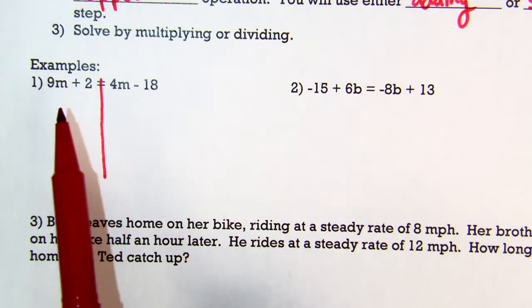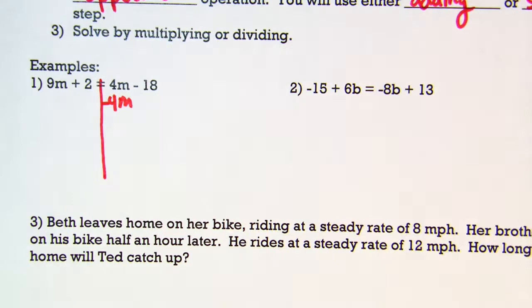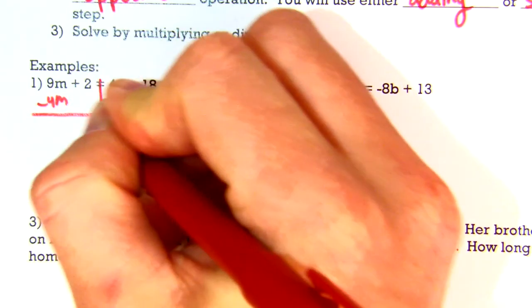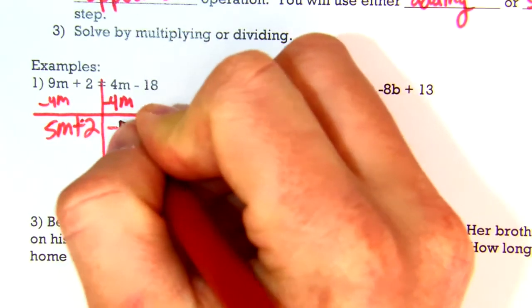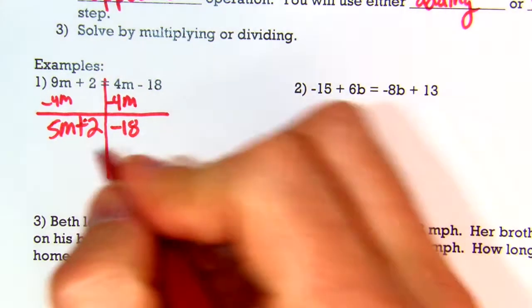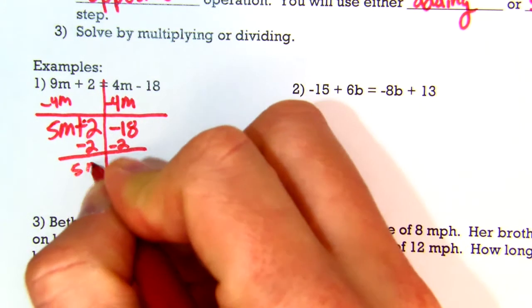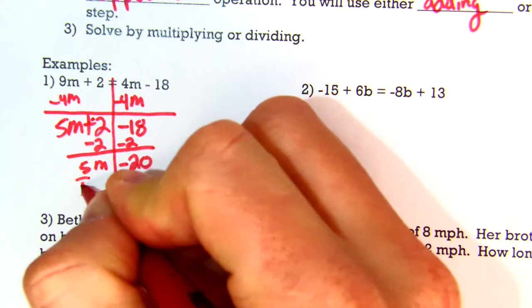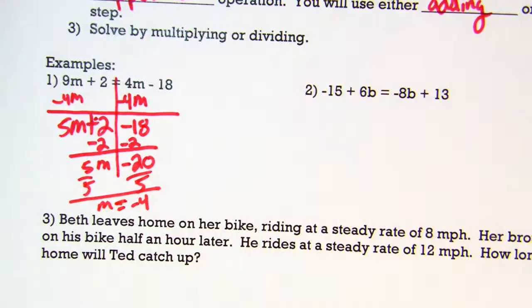So in this case, my 4m and 9m, I'm going to move my 4m to this side. And I'm going to go ahead to get rid of it. I'm going to subtract 4m because it's a positive 4m. So subtract them. Bring down my, so it's 5m plus 2. And then bring down your negative 18. Subtract my 2 now. That way I'm getting my variable by itself. That's negative 20. Divide by 5. m is equal to negative 4.